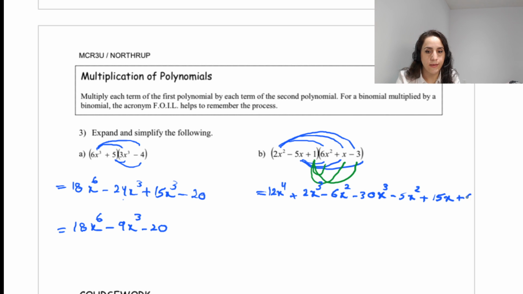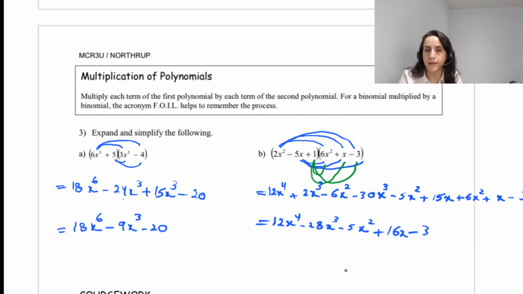Finally, there is an add. I'm hoping that you can see 6x squared plus x minus 3. Now I'm trying to simplify. I have a 12x^4, 2x^3 here, minus 30x^3 here is going to make negative 28x^3. I have a negative 6x squared minus 5x squared plus 6x squared, which is going to be minus 5x squared. I have 15x here and x here, which makes 16x, and finally minus 3.